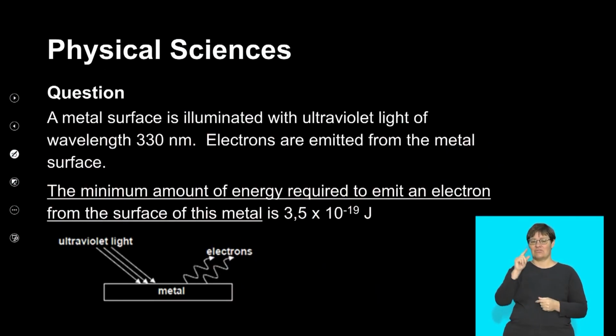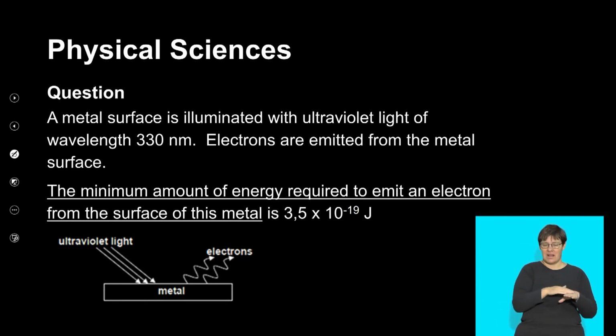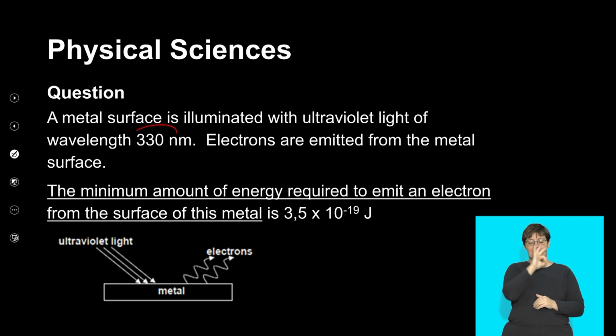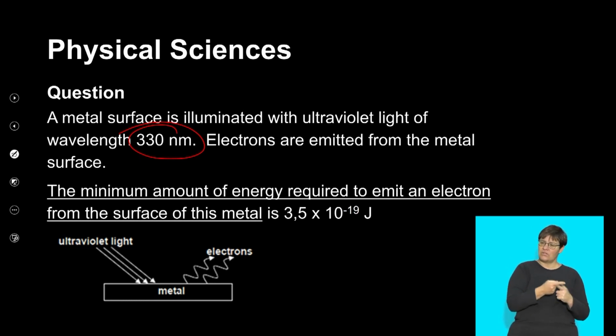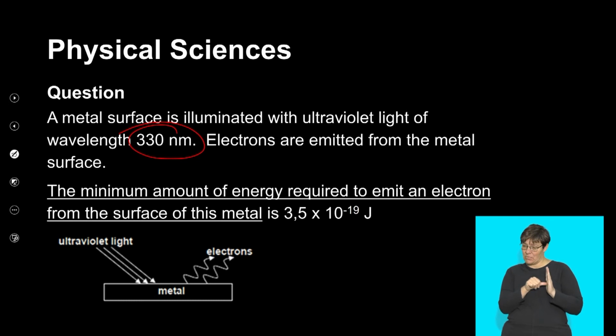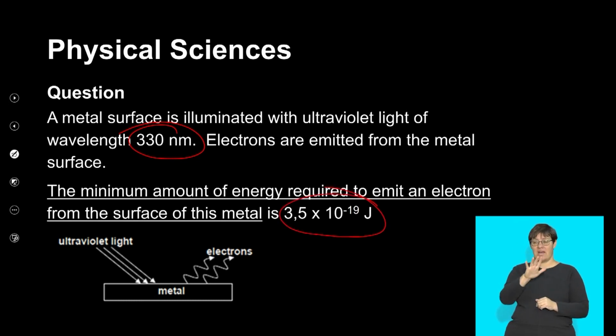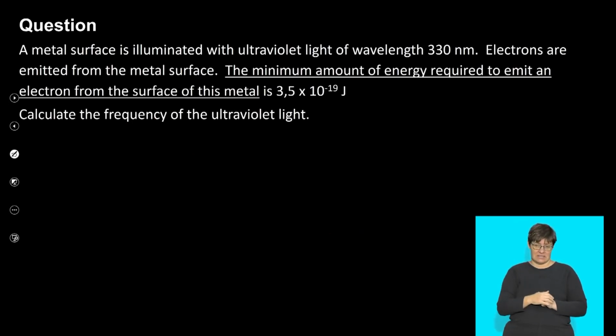We get interesting ones now. So a metal surface is illuminated with ultraviolet light of wavelength, there we go, 330 nanometers. Electrons are emitted, and then they give the minimum amount of energy required to emit an electron from the surface of this metal. They've underlined it, which means it's important, is 3,5 times 10 to the minus 19. First question, what you need to recognize for me is this. That's the work function, okay?